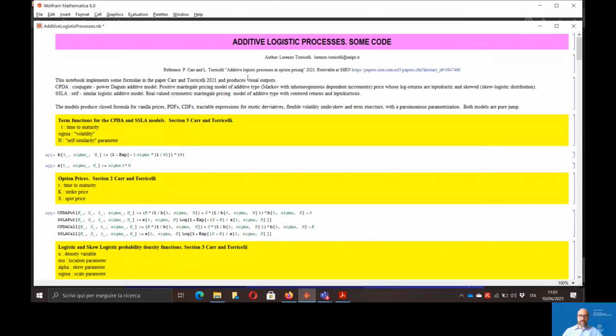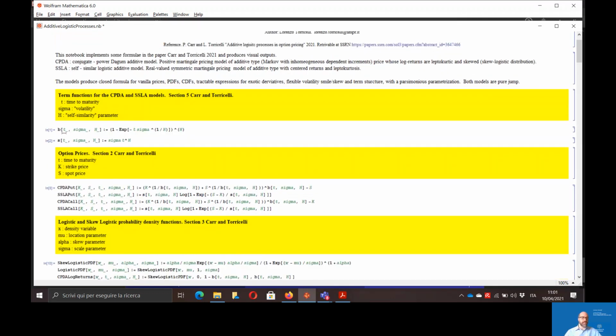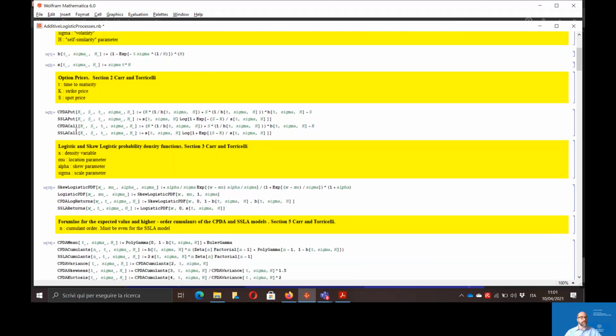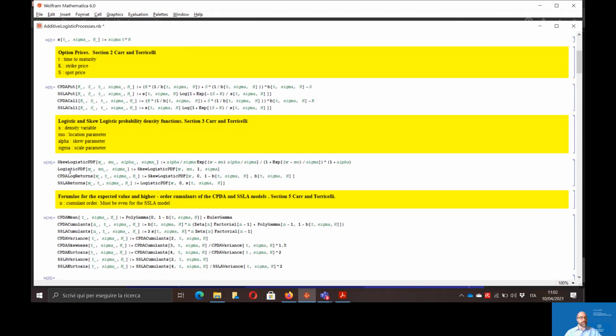Going through the code, I hope you don't mind too much the terrible coloring. So what I have done here is I'm implementing some formulas from our paper. And so here I have the specification for the term structure. I implemented the formulas for the CPDA and SSLA vanilla options, puts and calls. And also I have the distributions, logistic and skew logistic. So log returns for the CPDA, returns for the SSLA. So the formulas and their instantiation in terms of the term function.